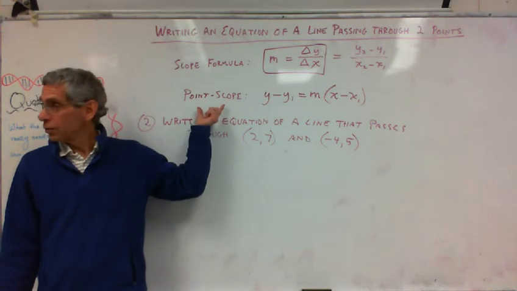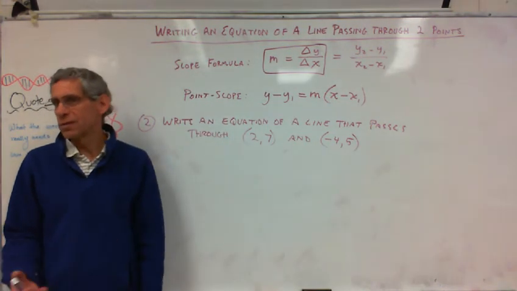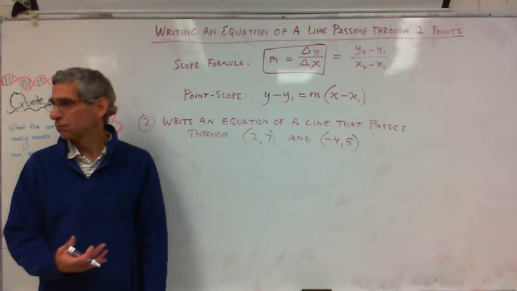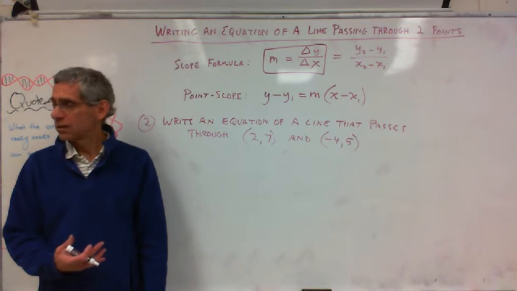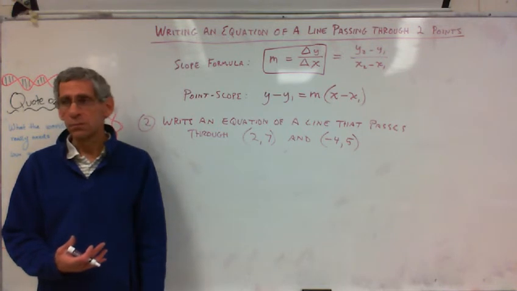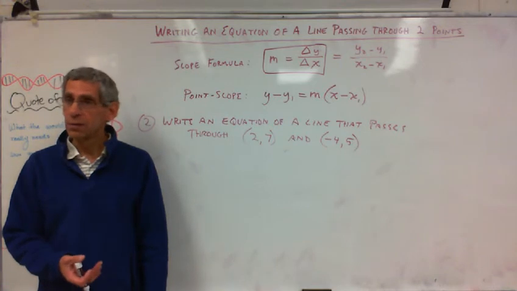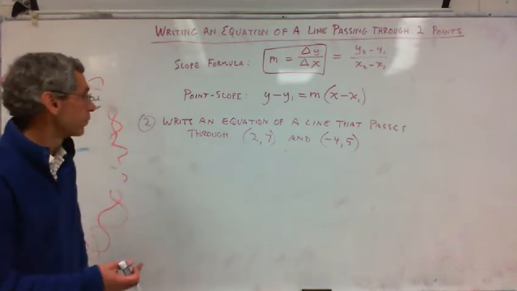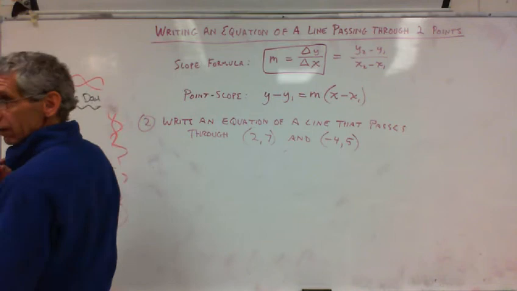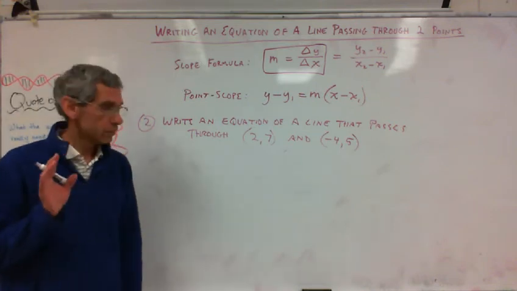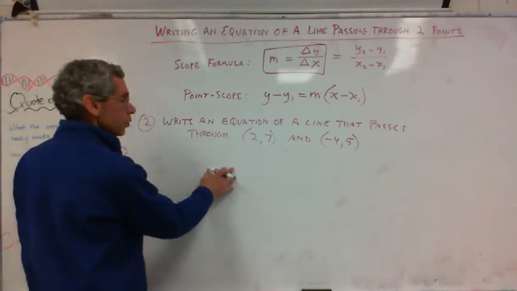Use this point slope formula. But the only trouble is I have 2 points. 1 slope, 2 points. That's interesting. So just use either point. Okay? Doesn't matter. In fact, if I have time, I might show you a little thing that's kind of cool. Anyways, we'll get there.